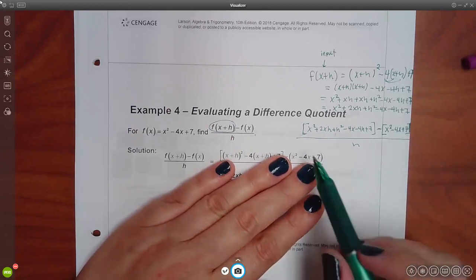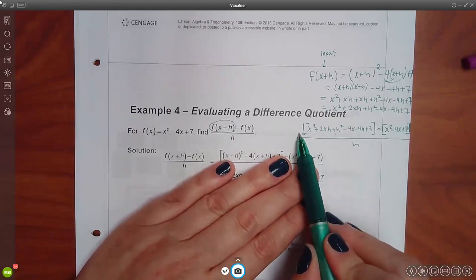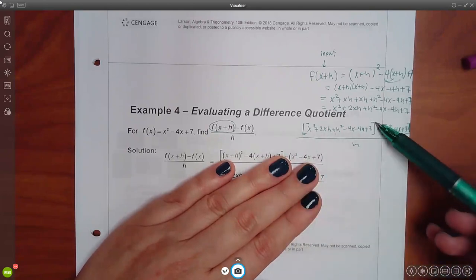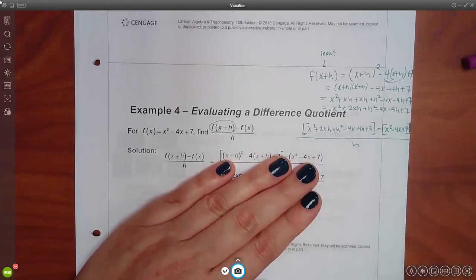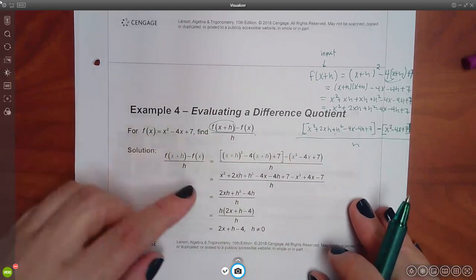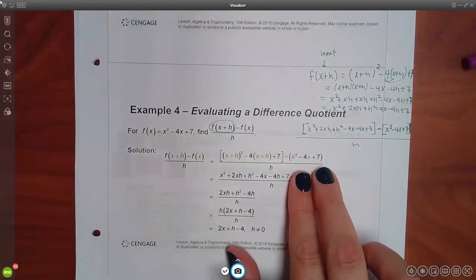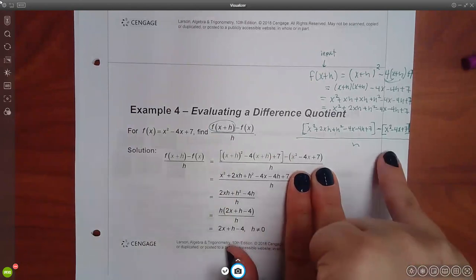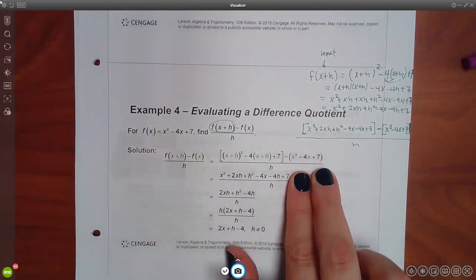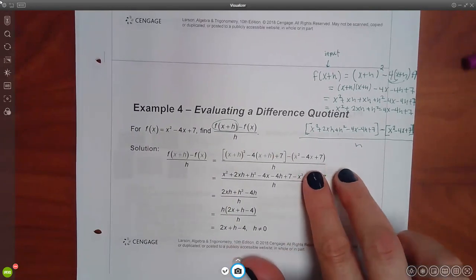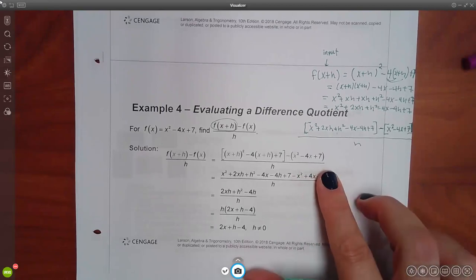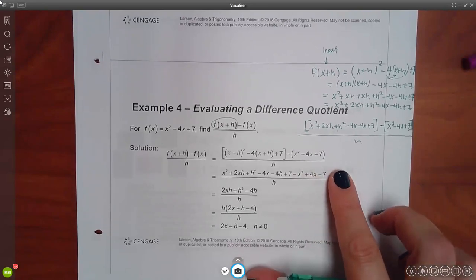Now, there's no number in front of this bracket. There's no exponent out there. There is absolutely no reason why that bracket needs to even be there. So I could write it without it. And if I did, it would look exactly like that, the same exact thing. But on this side, I do have a minus sign that I have to distribute. So that would become minus x squared and positive 4x and then minus 7.